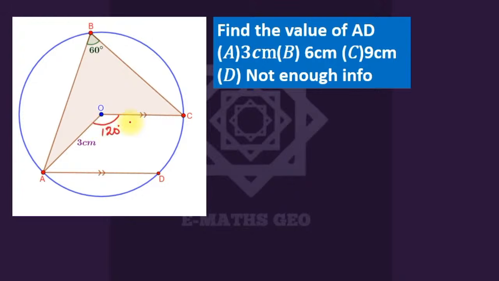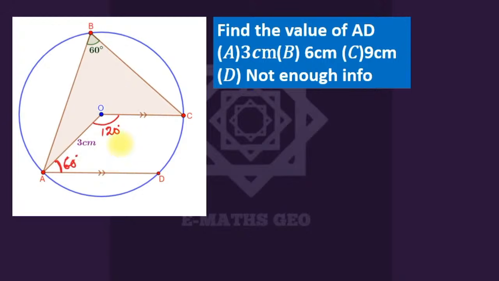And you see that OC is parallel to AD. So since they are parallel, they are consecutive. That's the angle here and here. Angle O, angle A are consecutive. So this should be 60.